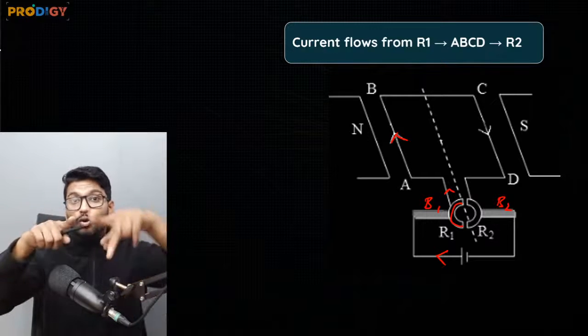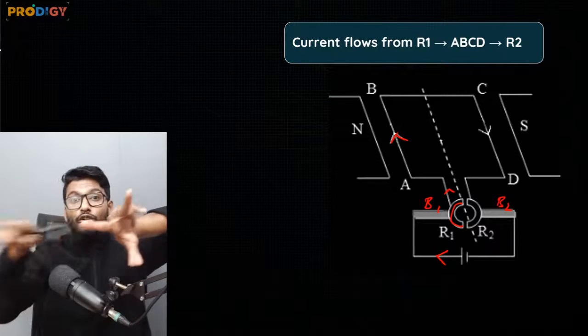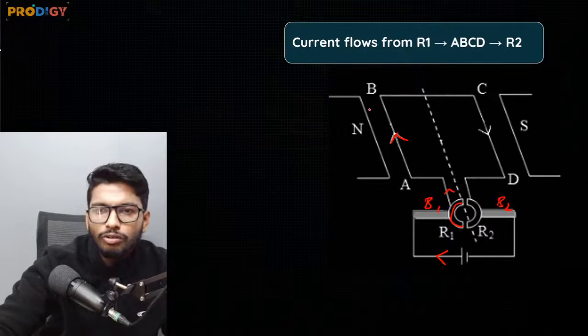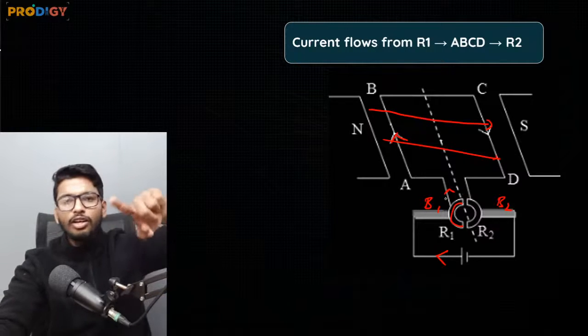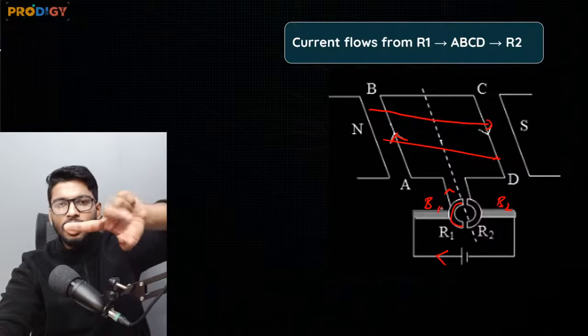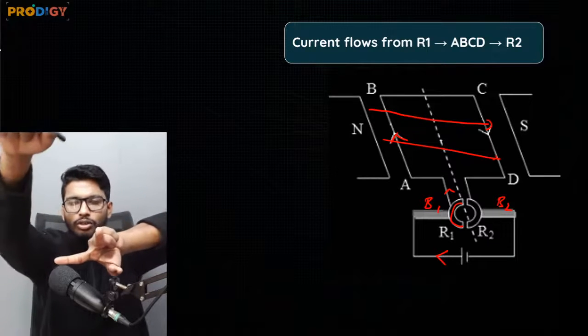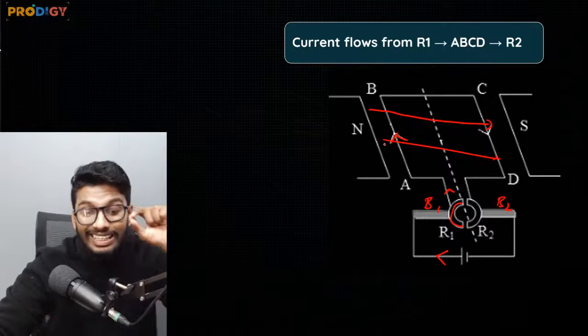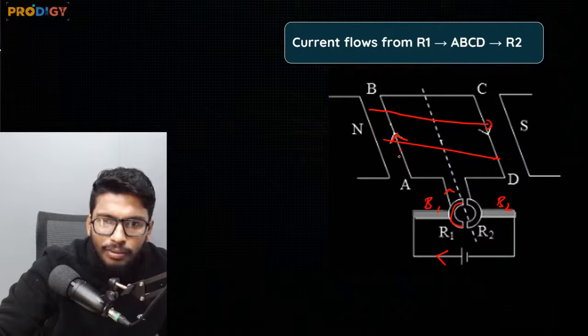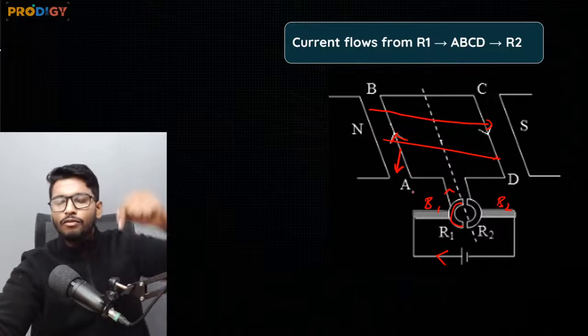Magnetic field is going from left to right. See, this magnetic field always goes from north to south. So this is the direction of magnetic field, which is shown by my index finger. Current is going from south to north. So what is the direction of the force on this conductor? It will be downwards. So the armature coil AB will experience a force downwards.